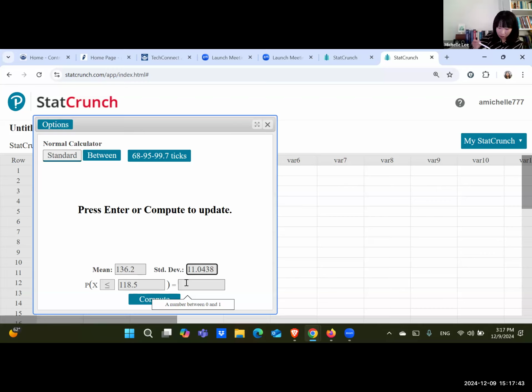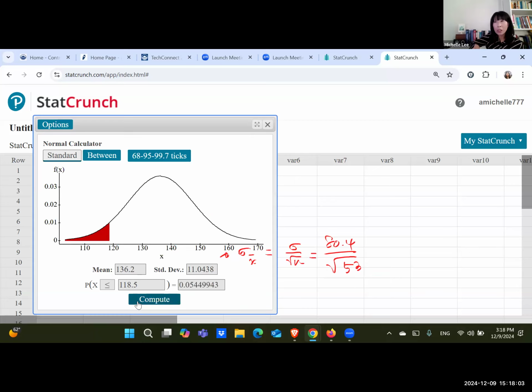So be aware of this. That is sigma sub x bar, which is sigma over square root of n, right? So that is 80.4 over square root of 53 to get that, right? So let's compute. 0.0545, 4 decimal places, right? Okay, let's go back.